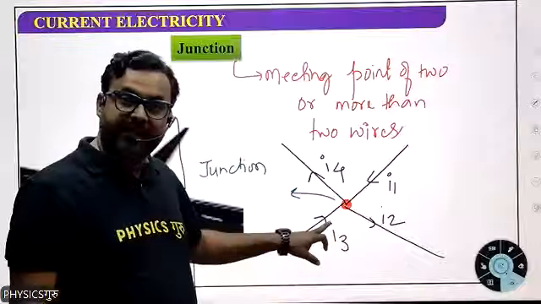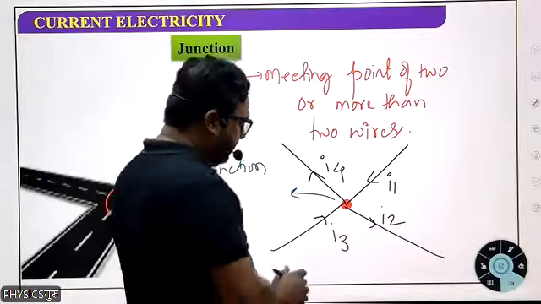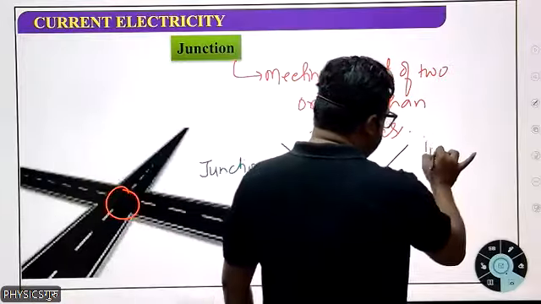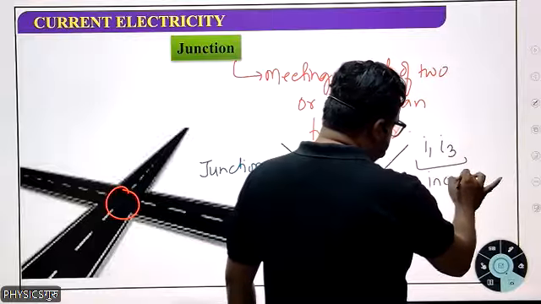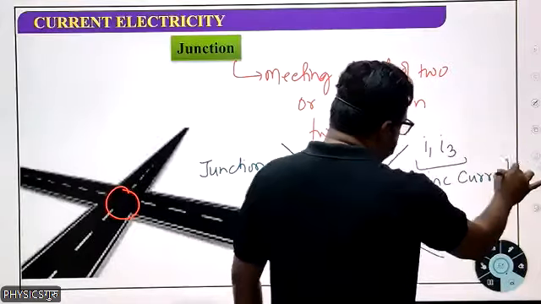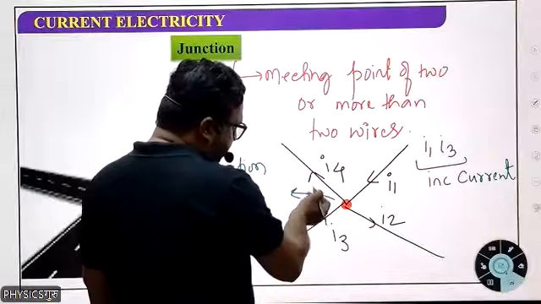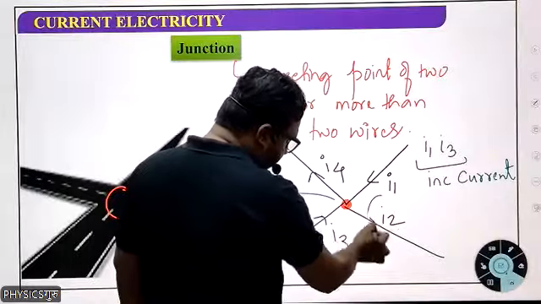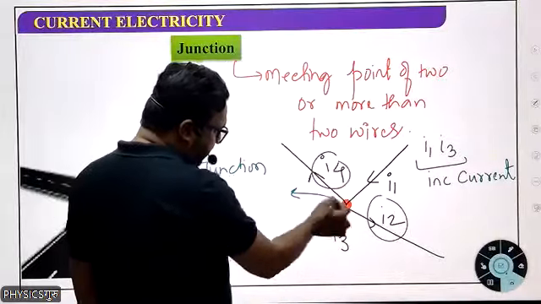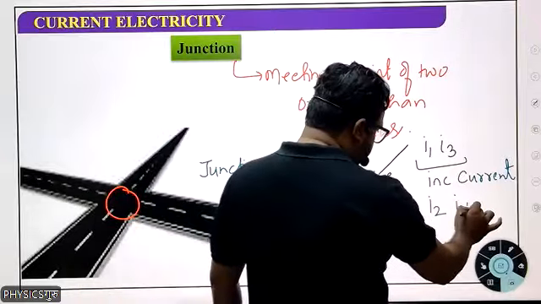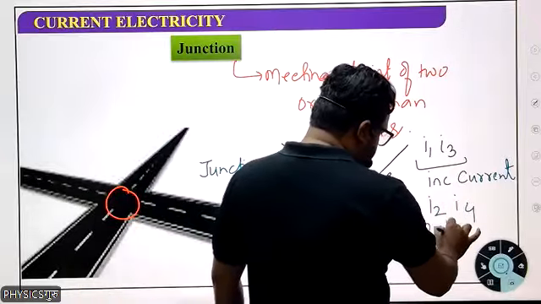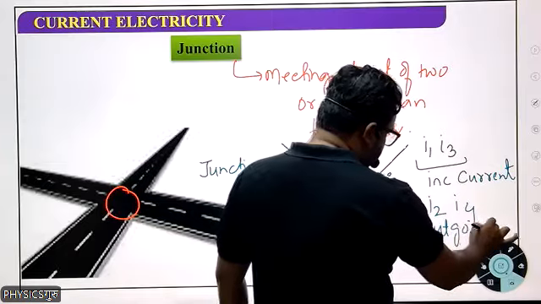The currents I1 and I3 are called incoming currents. Why? Because they are coming towards the junction. While I2 and I4 are moving away from the junction, so they are called outgoing currents.